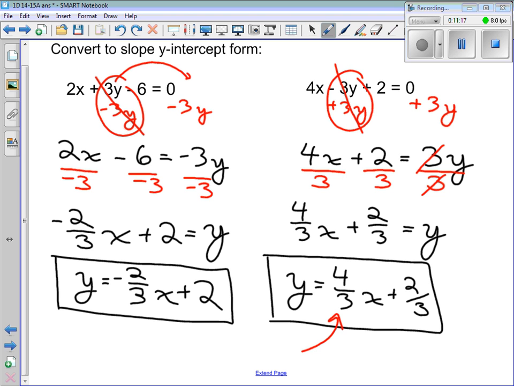Okay. And remember, if you get a fraction for that coefficient on x, just leave it as a fraction, because that fraction is your slope. And when you leave that as 4/3, you're reminding yourself that the rise is 4 and the run is 3. So that gives you a little bit of information that can help you graph your equation. Okay. And that's all we're going to do.